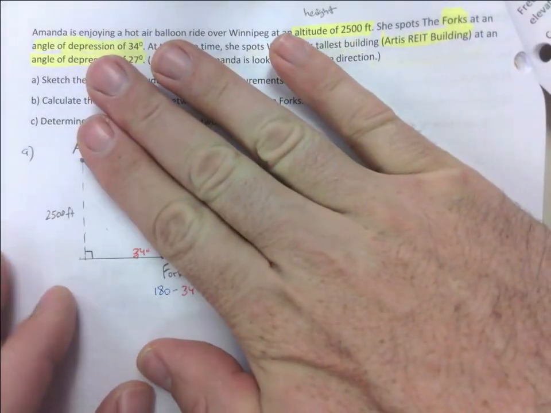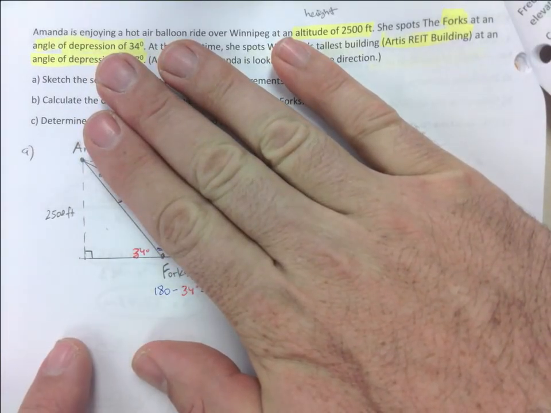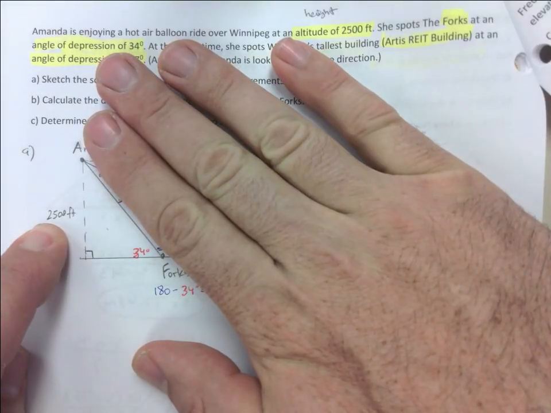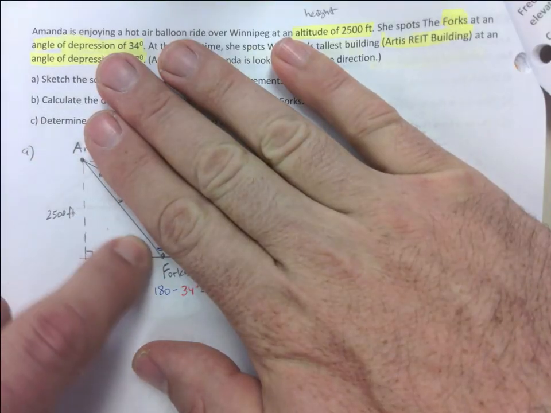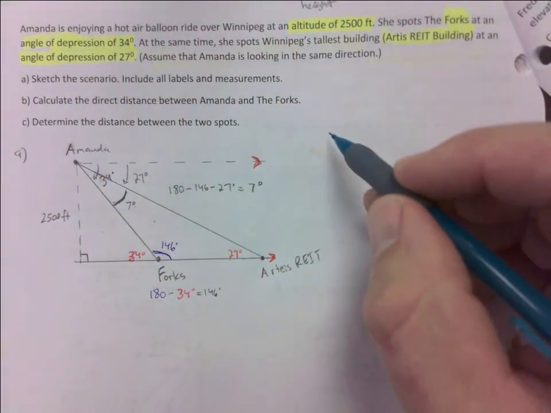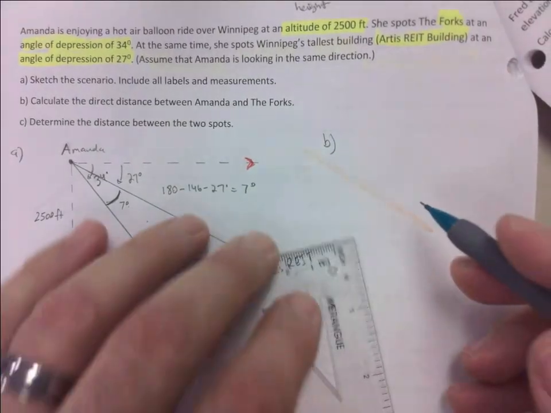Instead, I'm going to focus in on that triangle right there. Do you have a pair? 34 is across 2500. And the 90 will allow me to solve for that side that we're interested in. So for B, if you don't mind, I'm going to just do that on the side here. I'm going to sketch that out real quick.